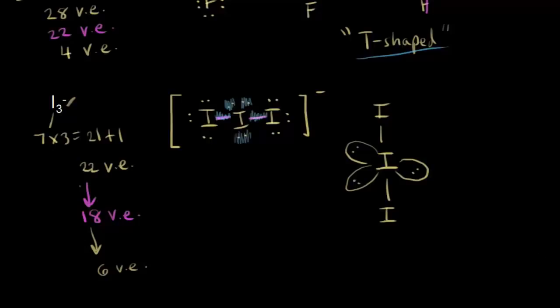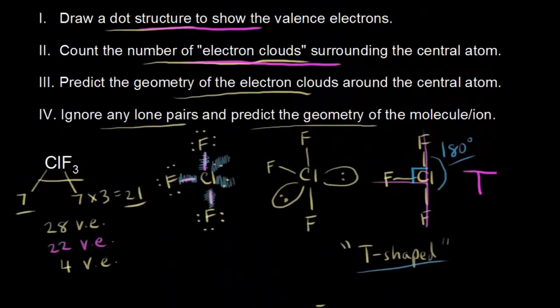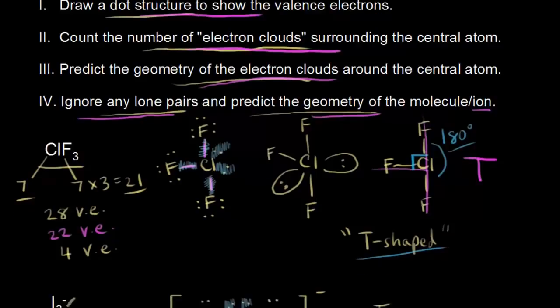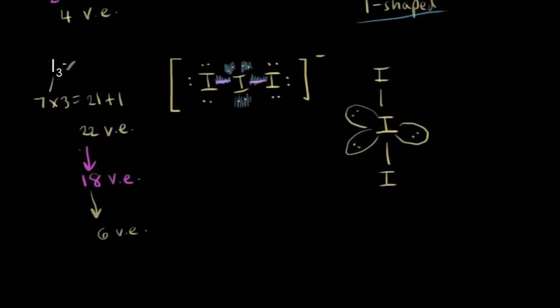Let's go back up here to our steps. We've already done step 3. We predicted the geometry of the electron clouds to be trigonal bipyramidal, but when you're trying to predict the geometry of, in this case, the ion, you ignore any lone pairs of electrons. Let's go back down and look at it again. We're going to ignore the lone pairs of electrons around the central atom, and when we do that, we look for the shape, and we can see the shape is just a straight line. So we say it's a linear shape. Since it's linear, we would predict the bond angle to be approximately 180 degrees since it's a straight line.